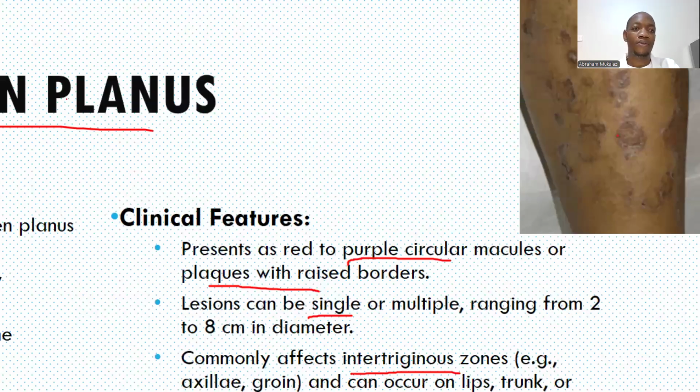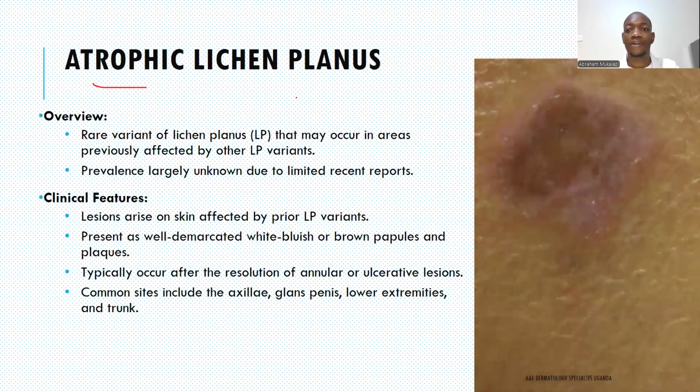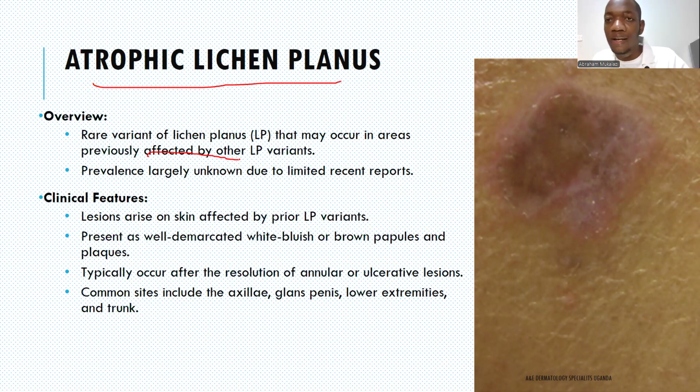Then there's what we call atrophic lichen planus. In this case, it's also a little bit rare, and it usually affects areas where you had a previous lichen planus lesion. Maybe the first lesion was annular or hypertrophic lichen planus, but as it heals it leaves skin atrophy, so it will now become atrophic lichen planus.